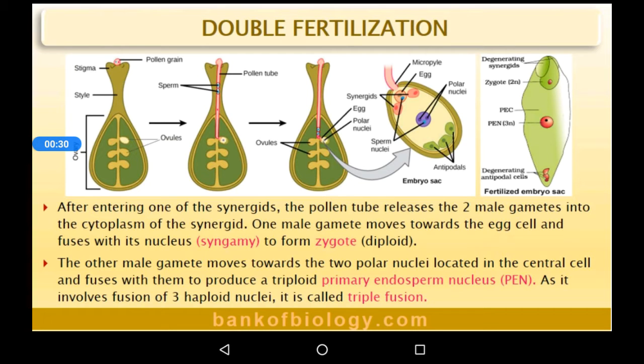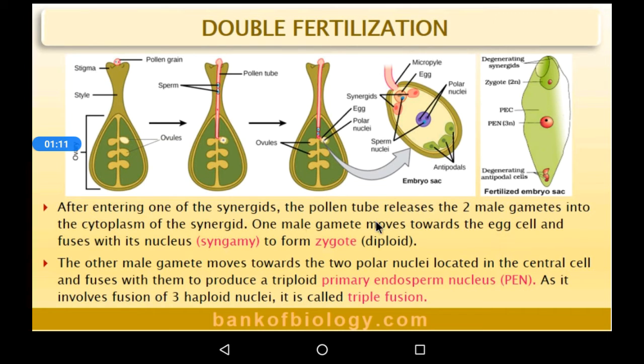The two male gametes enter the cytoplasm of the synergids. There are two ends in the ovule: one is the micropylar end, another is the chalazal end. Through the micropylar end, the two male gametes travel via the pollen tube and enter through the filiform apparatus into the cytoplasm of the synergids, where the egg cell and the polar nuclei in the central cell are also present. After entering one of the synergids, the pollen tube releases the two male gametes into the synergid cytoplasm.